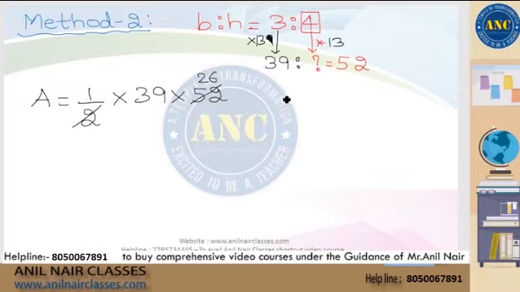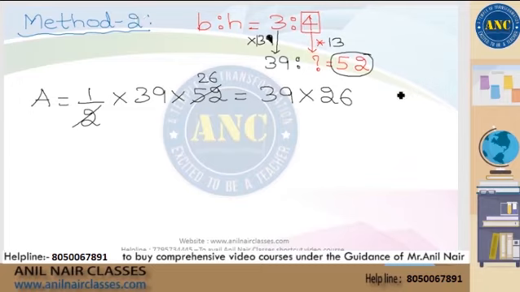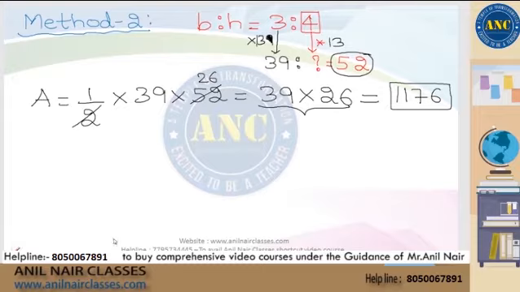But think a little logically, sir. If I assume the height as 52 centimeters, I am getting the area as 39 into 26. But question says area is 1176 centimeters square. Check whether they both are equal. Sir, should I multiply 39 and 26 and find out? No, if you are multiplying, you did not learn A and C shortcuts. As simple as that. Don't multiply.